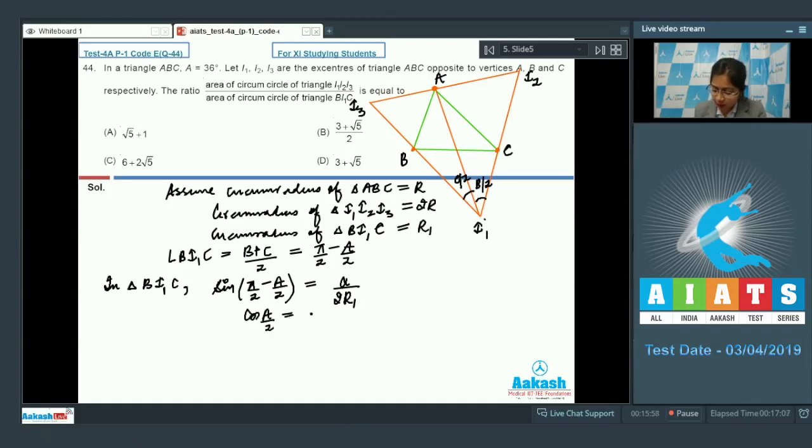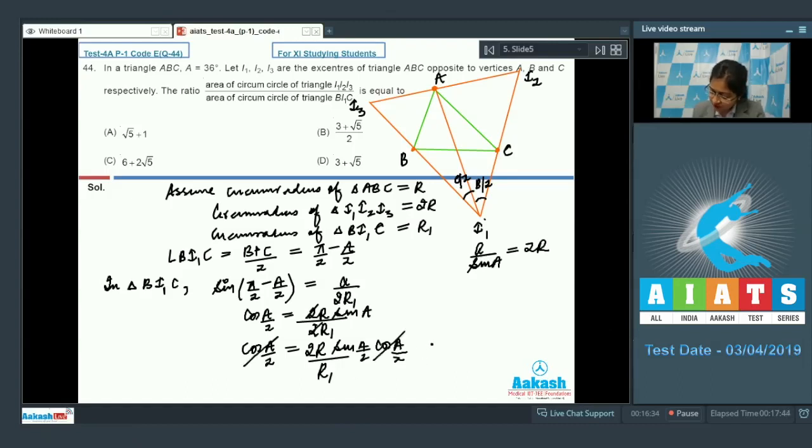Now again we can apply sine rule in triangle ABC. So we will get a upon sine A is equal to 2R. So I am putting the value of a from here, right? So a can be written as 2R into sine A. Now further it can be written as cos A by 2 is equal to, cancelling 2 here, R upon R1, and sine A can be written as 2 into sine A by 2 into cos A by 2, right? Now if I cancel cos A by 2 on both sides, we will get the value of R1 equal to 2R into sine A by 2.